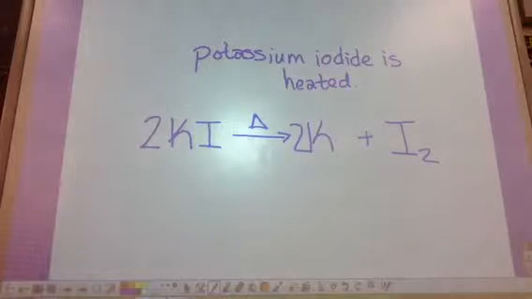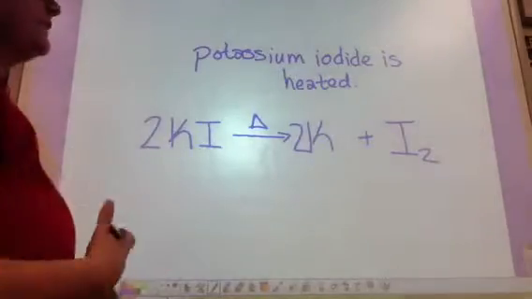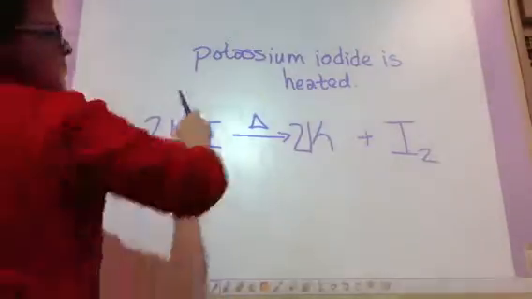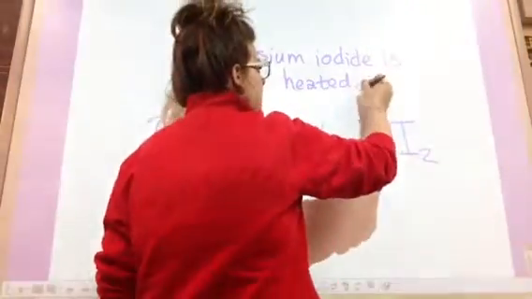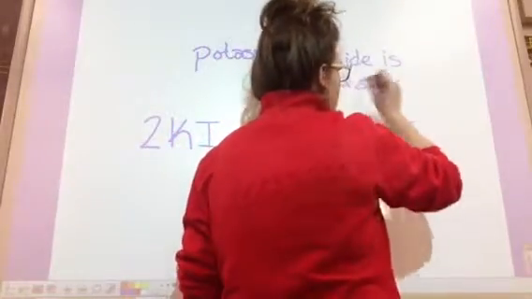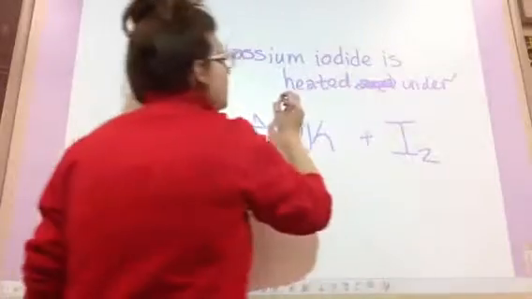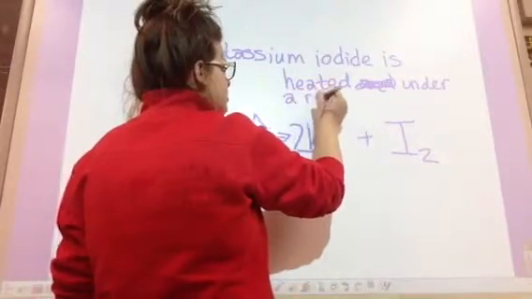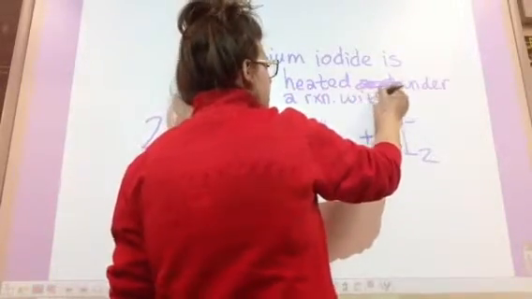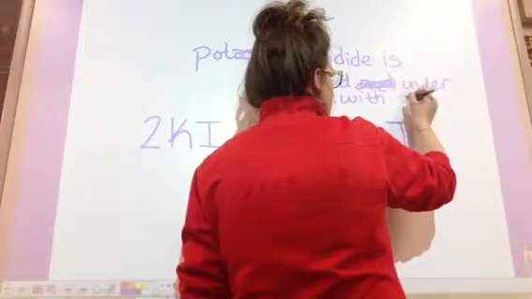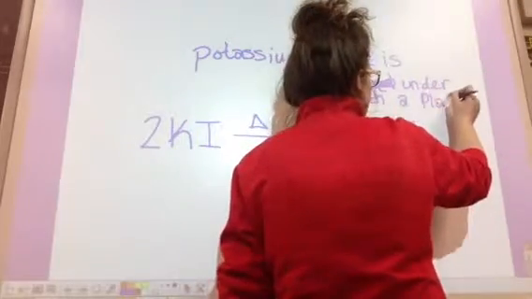So an easy way to figure out decomposition: I only have one reactant. If it's decomposition, I'm going to see something is heated, or something is heated and it also has a catalyst. Ooh, what if I said potassium iodide is heated under a reaction with a platinum catalyst?